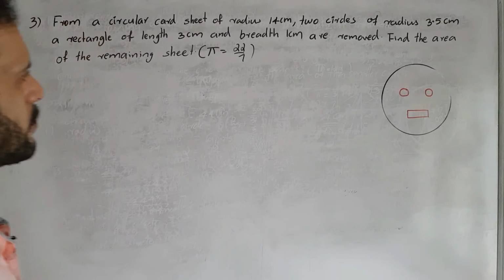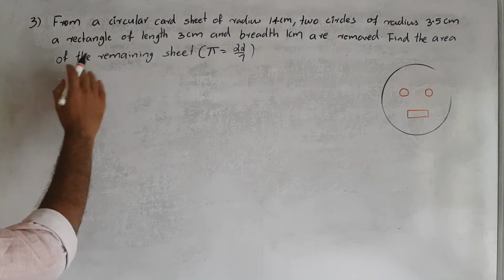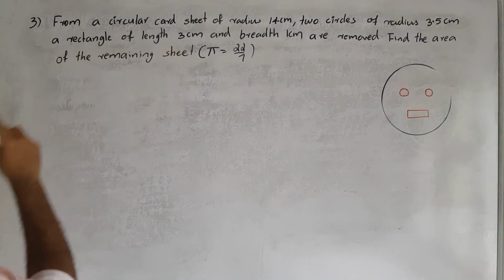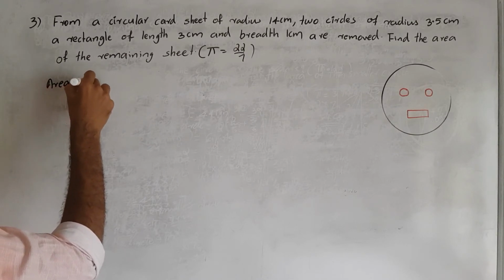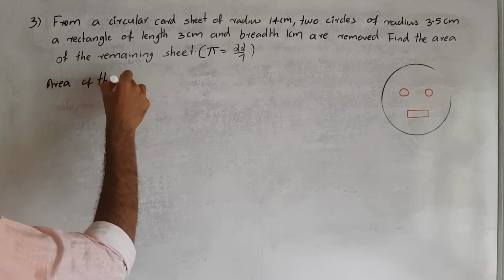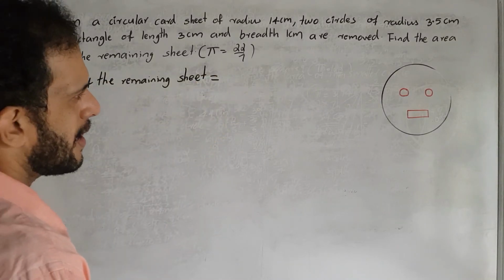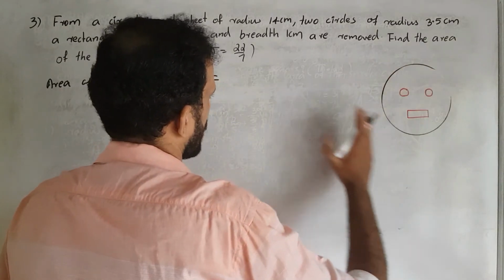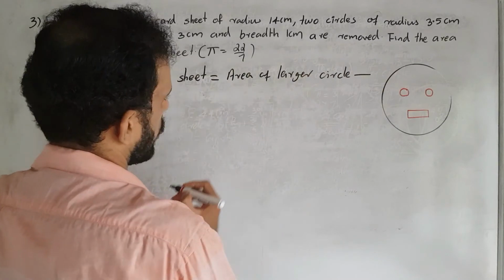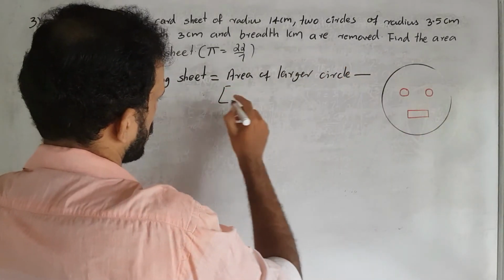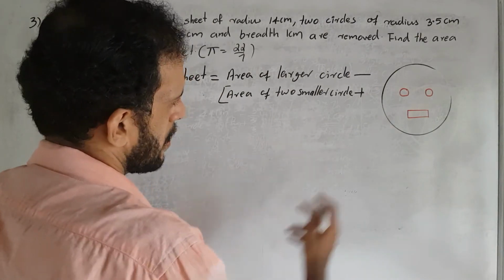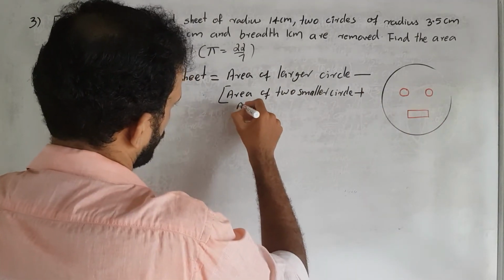Okay, so how do we start? We want to find the area of the remaining sheet. Area of the remaining sheet is equal to, how to find? Yes, area of the larger circle minus what do we want to subtract? Yes, area of the two smaller circles plus area of the rectangle.